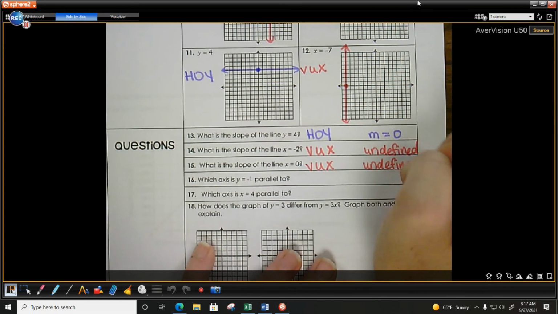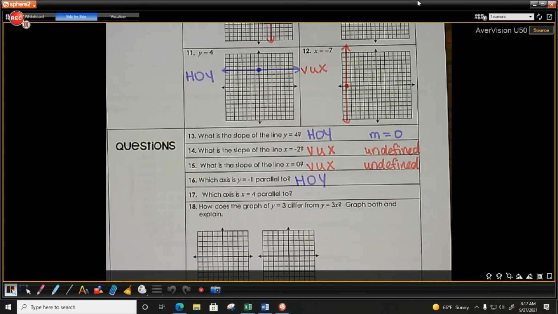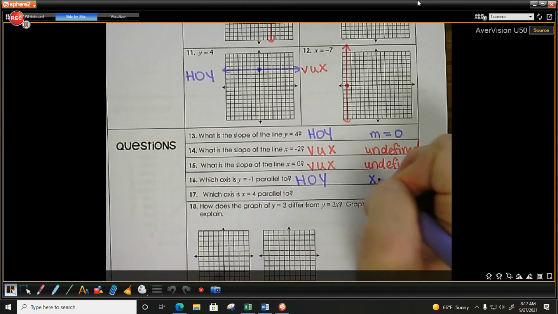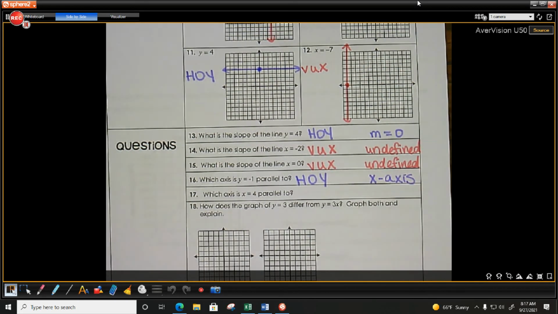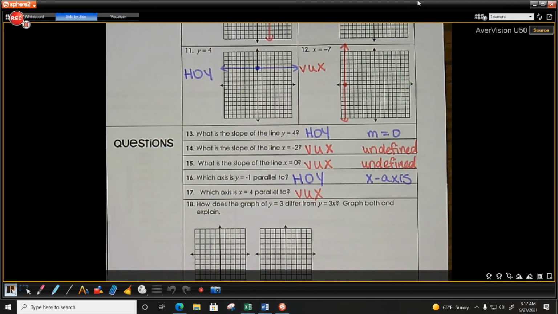Okay. Which axis is y equals -1 parallel to? So, let's think. Y equals -1. Is that a Hoy or a Vux? That's a Hoy. So that's a horizontal line. Okay, what is my horizontal axis? The x-axis. So it's parallel to the x-axis. Okay, x equals 4. Is that a Hoy or a Vux? Vux. So what's your vertical axis? The y-axis. Good?